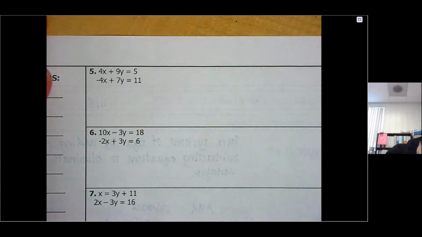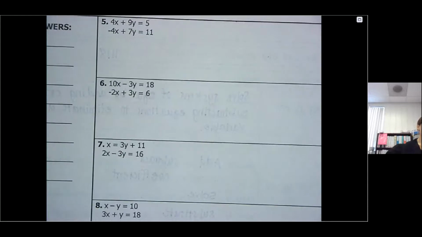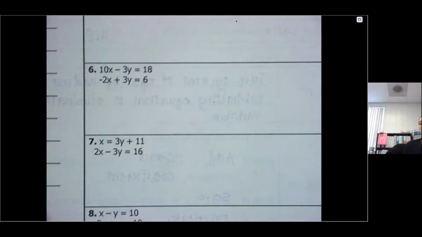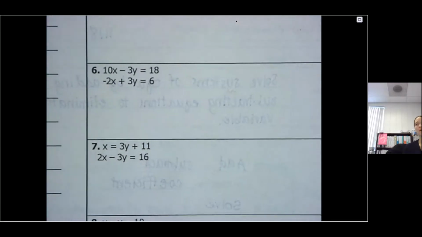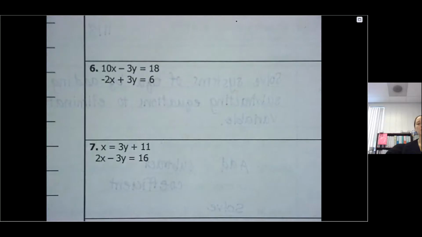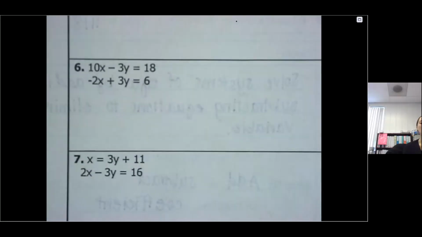I'm going to skip 3 and 4. I want to do a harder one with you. Flip to the back. Let's see, which one looks hard? Ooh, let's do 6. We'll do 6 and we can do 10. All right, number 6. Step 1. Are they lined up correctly? Heck yeah. Okay, step 2. I got to figure out which ones I want to get rid of, which ones I want to eliminate.